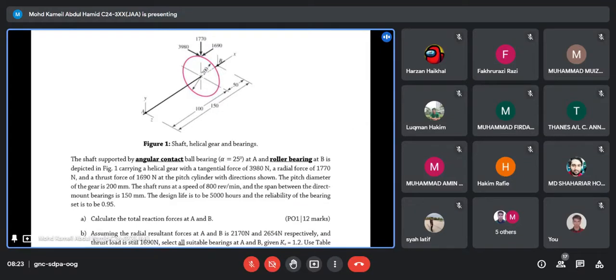Okay, so apa ni, nak calculate the total reaction forces at A and B. This is the initial analysis. Based on the information, what do you have? Satu, at A, you should have angular contact ball bearing, alpha 25 degree. Roller bearing.